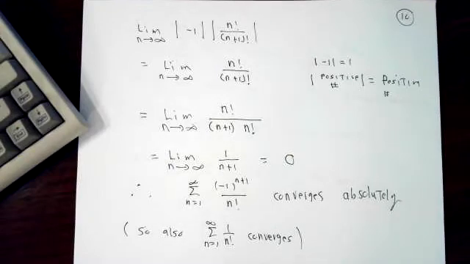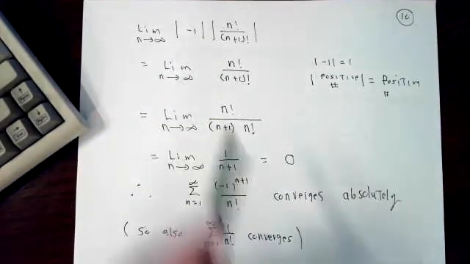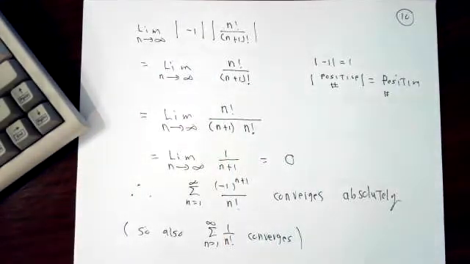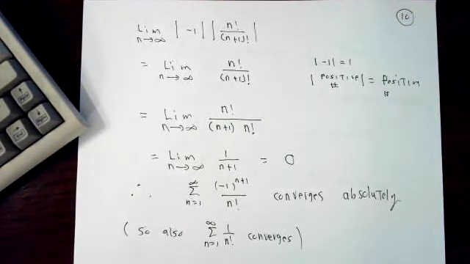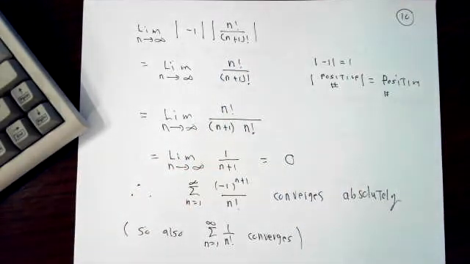The absolute value of a product is just the separate absolute values multiplied together. And since the absolute value of negative 1 is 1, I'm just going to stop writing the factor of 1 down. N factorial and n plus 1 factorial are positive, so their ratio is positive. So the absolute value is just n factorial over n plus 1 factorial.